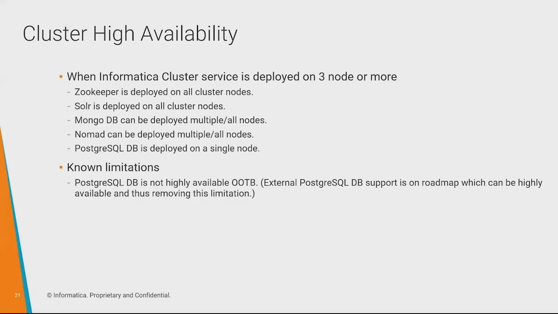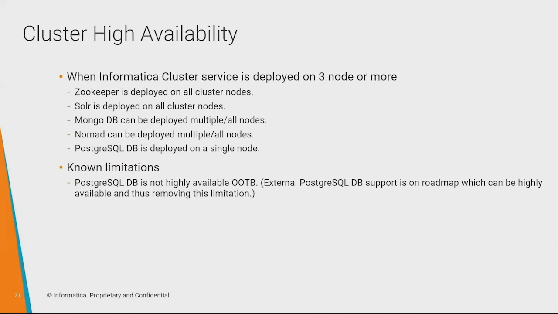But we have a roadmap item to externalize this PostgreSQL DB, which means that this whole storage can be managed in a customer's own PostgreSQL database, and that can be highly available, which can remove this limitation. So that's all the highly available components on the cluster side. And for highly available, of course, we are not setting up a backup node or something. It is all based on a 3-node or more setup. You will get those high availability concepts in place.